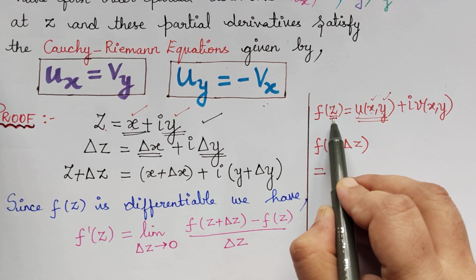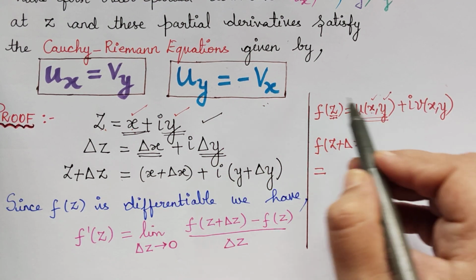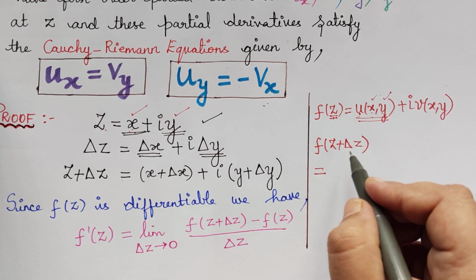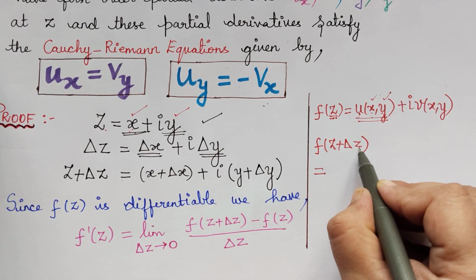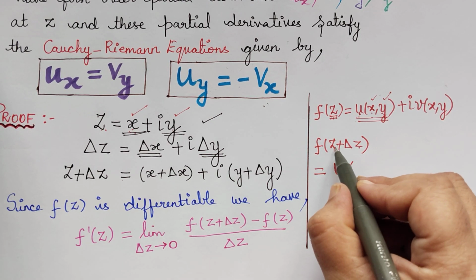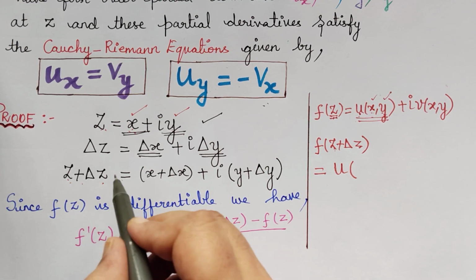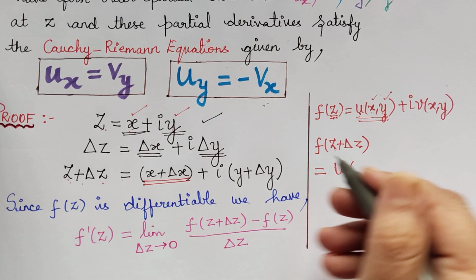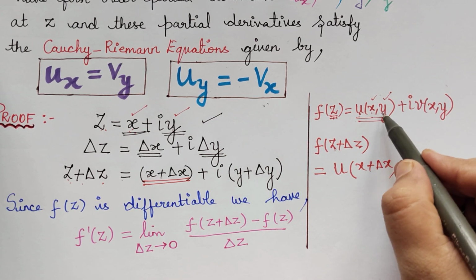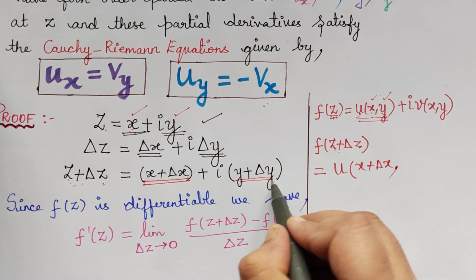So for f of z, we have to write u of the real part of z, which is x, comma y, which is the imaginary part of z. Now in a similar way, for f of z plus delta z, we have to write u of the real part of z plus delta z. What is that? Z plus delta z we have here, and this is the real part, so x plus delta x, comma, the imaginary part of z plus delta z, which is y plus delta y.